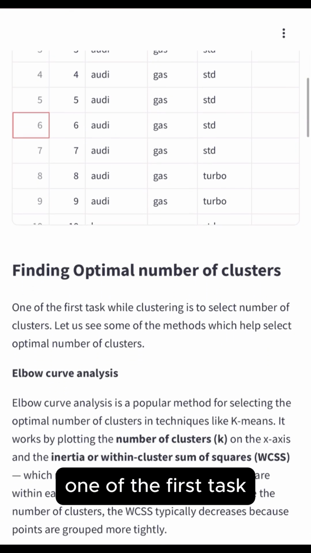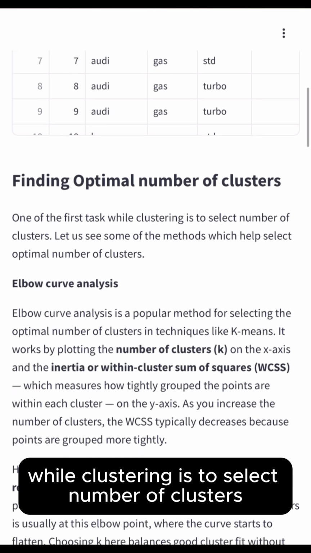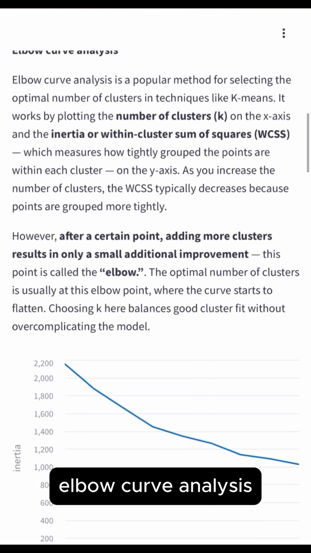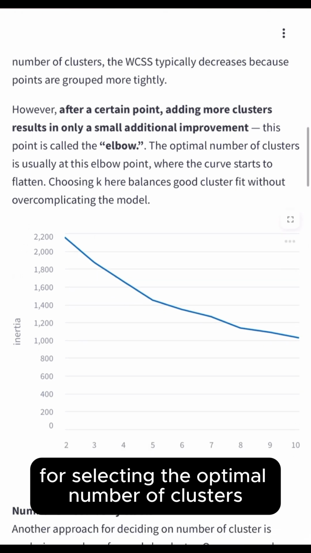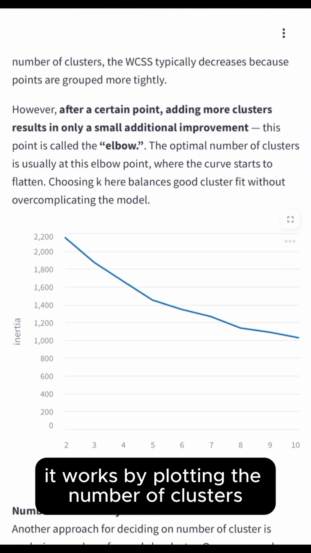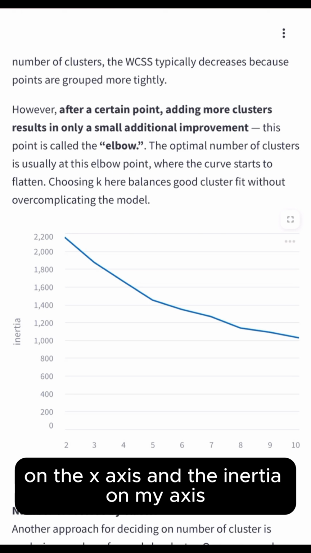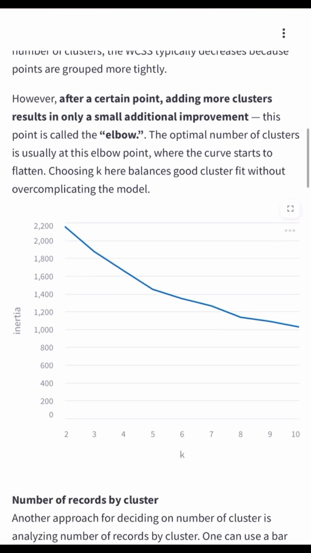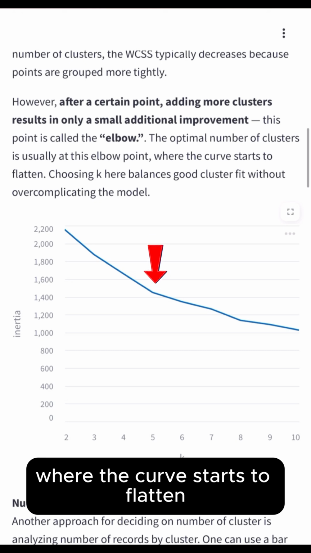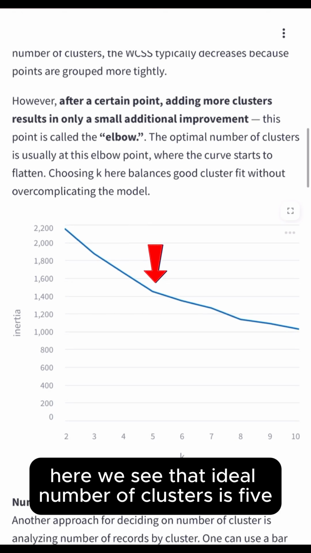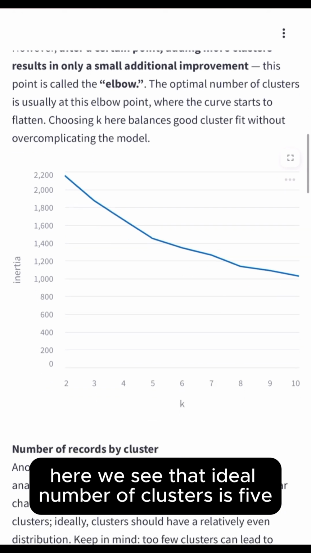One of the first tasks, while clustering, is to select number of clusters. Elbow curve analysis is a popular method for selecting the optimal number of clusters. It works by plotting the number of clusters on the x-axis and the inertia on the y-axis. The optimal number of clusters is usually at elbow point, where the curve starts to flatten. Here we see that ideal number of clusters is 5.